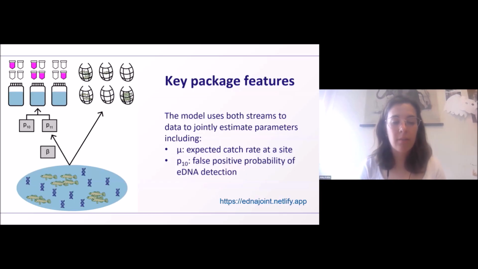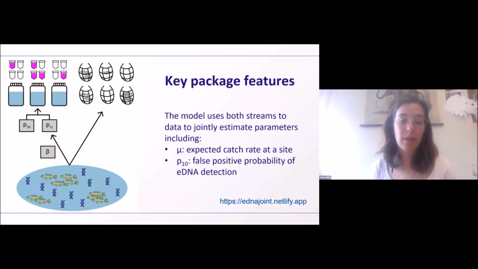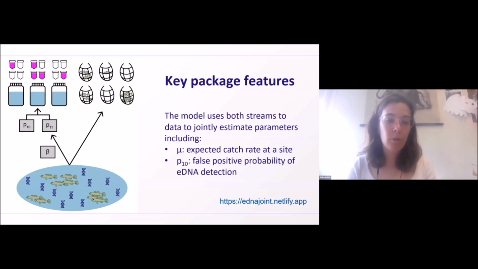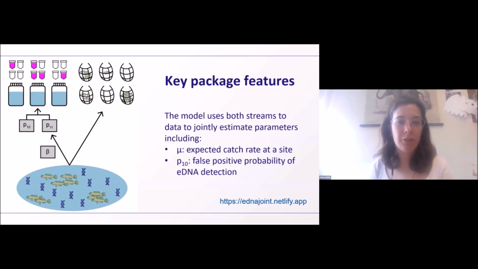So just thinking about more of the features of the package. These two data streams are used to jointly estimate parameters in the model. One of these parameters is the expected catch rate at a site, which we call mu. This catch rate is analogous to species density, but it is an unobserved latent state, since both survey methods imperfectly measure species density. Another important parameter in the model is the probability of false positive eDNA detection, which we call P10.